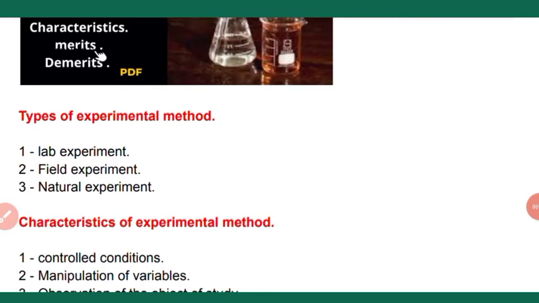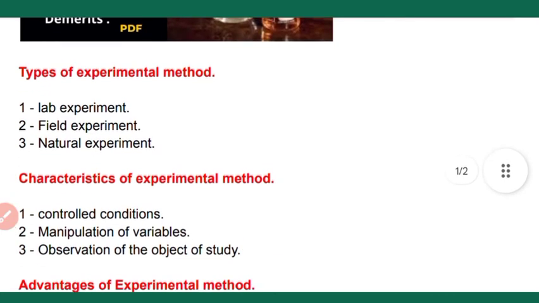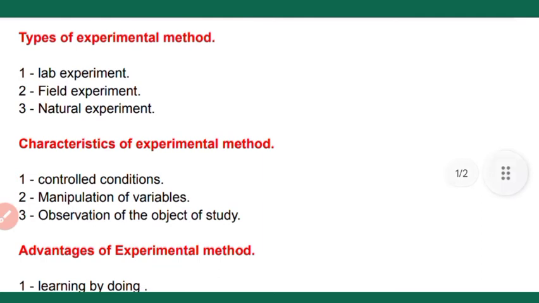Here you can see types of experiment method. First is lab experiment. So lab experiment usually takes place in laboratory. Field experiment, that usually takes place in field. Okay, third one is natural experiment. So natural experiment usually takes place in nature.